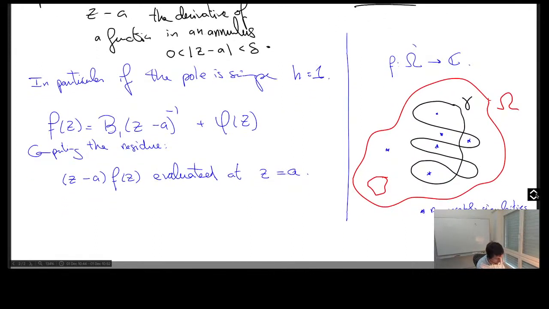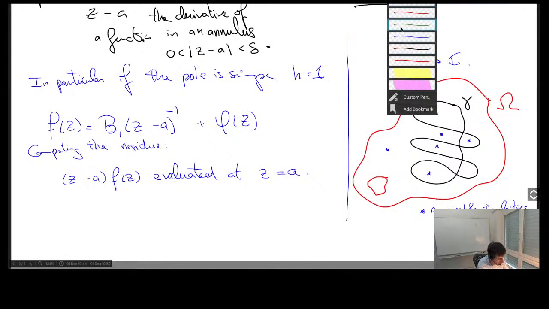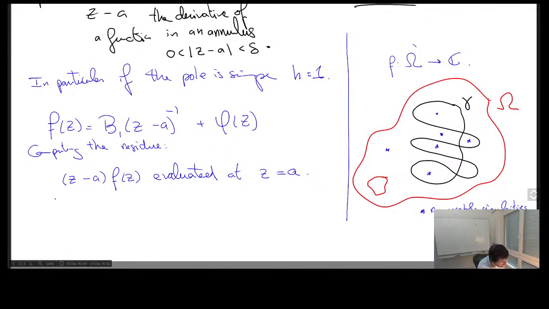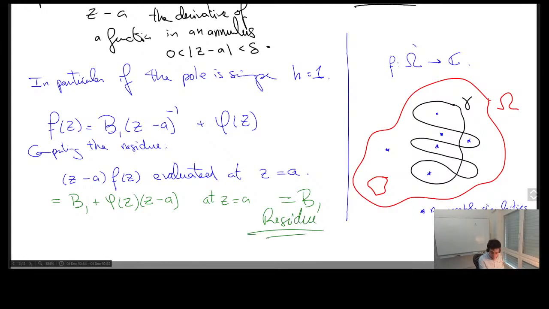Because if I were to do this, what do I get? What is this equal to? (z minus a) f of z is equal to b1 plus phi of z times (z minus a). Evaluated at z equals a, this is equal to b1, which is the residue. And so now it allows you to compute residues extremely easily, at least for some functions.